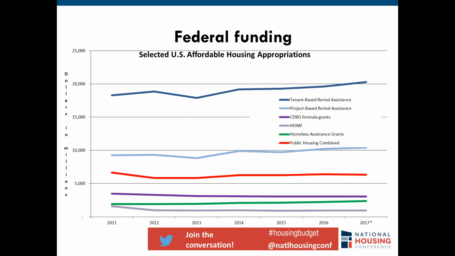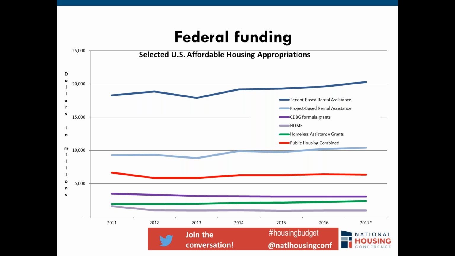Similarly, the next line, the light blue line for project-based rental assistance, we're not adding new units there. That's rental assistance that's attached to particular rental housing properties, and that just goes up because rents go up. Then you get to the red line. That's public housing. And there I've taken the liberty of combining their operating and capital funds.